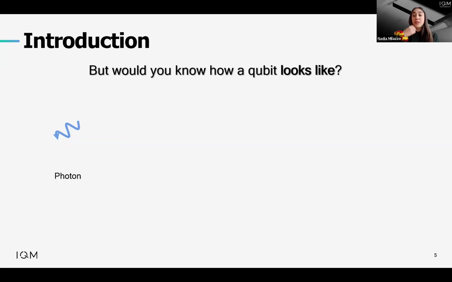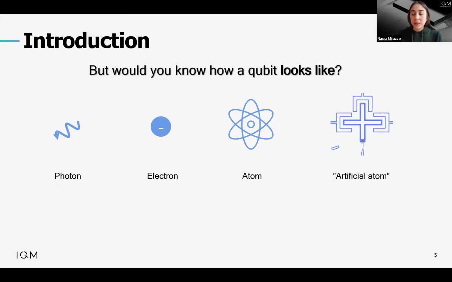So the first option is a photon. Do you think that a photon could serve as a qubit in quantum computers? Or do you prefer the electron? Actually, you think it's a better option for serving as a qubit. You can also have an atom, if you like, as a qubit, or an artificial atom. So pick your favorite one. Let me open the chat to see.